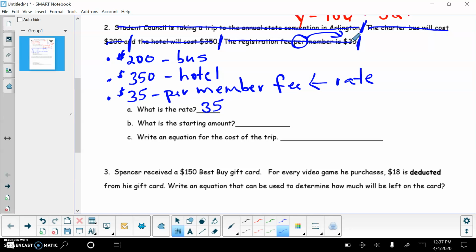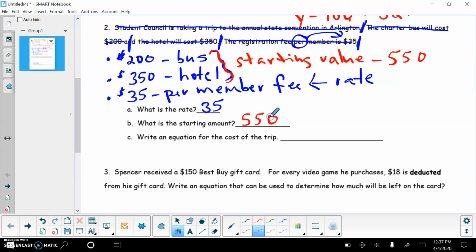Now, as far as what is the starting amount, this one actually has a combined starting amount. That bus and that hotel fee that they're showing right here, you only are going to pay for that bus that one time to rent it, and you're going to pay the $350 that's for everybody's hotel. So that is really the starting amount if we put it together. So if I add those two together, my starting value ends up being $550.